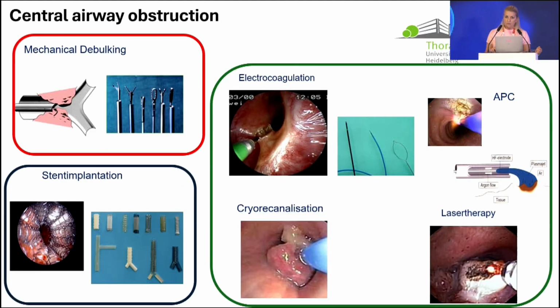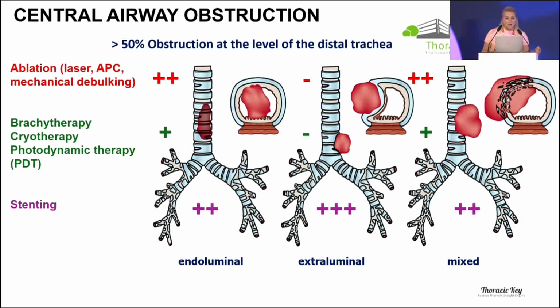What tools do we have? We can do mechanical debulking. We can use the hot and cold techniques for central airway obstructions, and we can implant stents. In order for a patient to be symptomatic from this central airway obstruction, it has to be at least 50% of the lumen of the distal trachea obstructed. So this means that we have patients, especially younger ones, who have really big obstructions and are not even noticing it until it's really late, when it's an emergency.